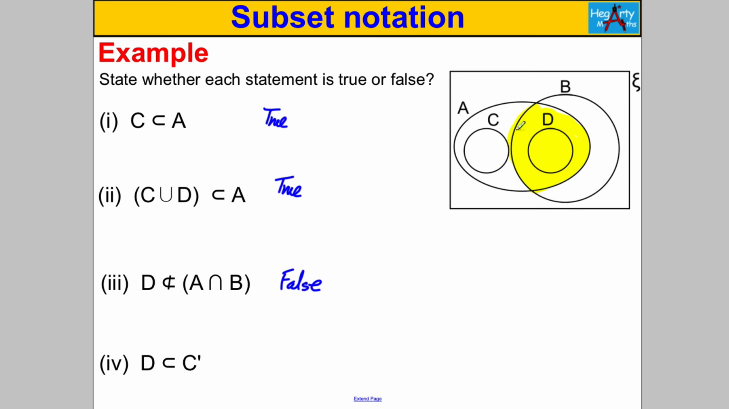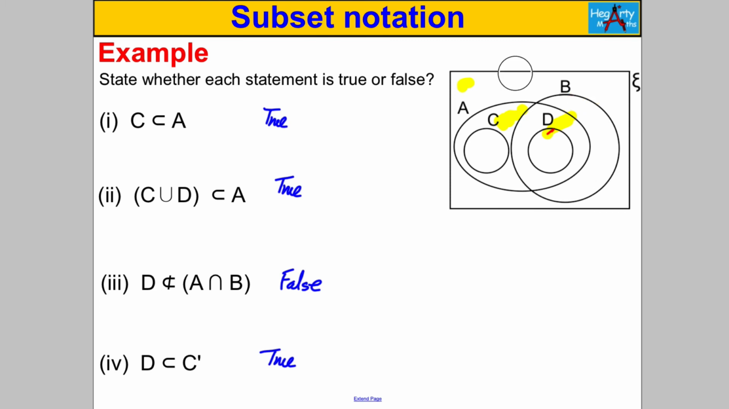And the last one, is D a proper subset of the complement of C, of not C? Everything outside C would be everything outside this circle here. And would it be a fair statement to say that D is entirely contained within the shaded region if we were to colour it all in? D is certainly contained entirely within this shaded region, so this must be a true statement, and we're done.